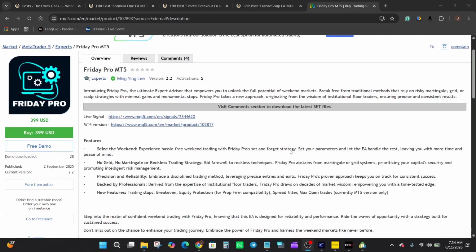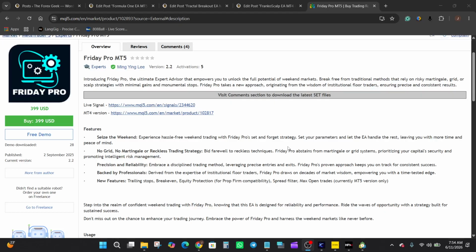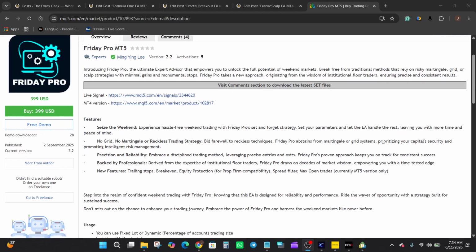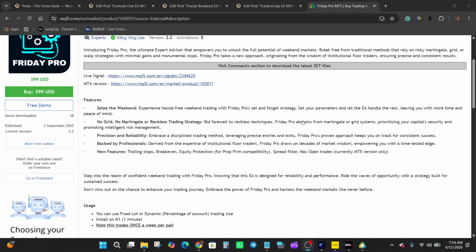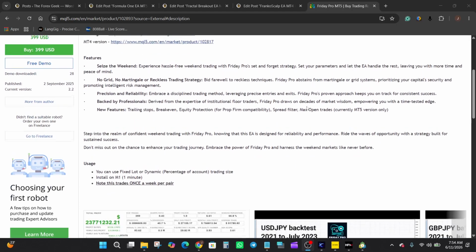As I scroll through the description, one of the key themes is simplicity. The developer describes Friday Pro as a set and forget style expert advisor, allowing traders to configure their preferred settings and let the system manage the execution process. According to the Marketplace page, the strategy is designed around weekend trading and is intended to operate once per week per currency pair.